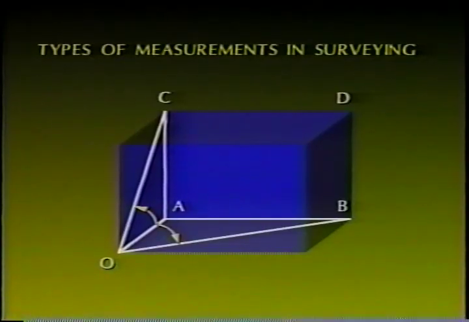We'll now begin our study of measurements by reviewing the basic principles of measurement. In surveying, we deal with five basic types of measurement. They include horizontal angles, indicated by the angle at O, subtended from A to B; horizontal distances, indicated by the lines from O to A, O to B, and A to B; vertical angles, indicated by the angle at O, subtended from A to C; vertical distances, indicated by the line from A to C; and last but not least, slope distances, indicated by the line from O to C.